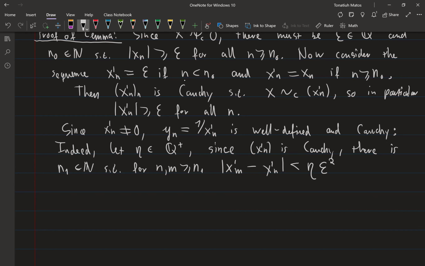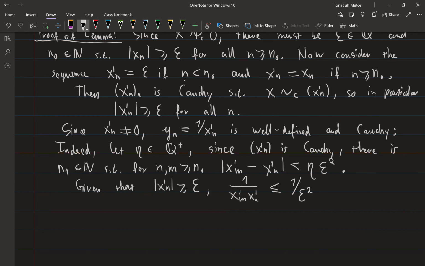Eta times epsilon squared, right? So why does this work? Well, given that x n prime, like we chose it to always be at least epsilon, right? Always be epsilon distance away from 0. So given that this happens, what happens if we take this fraction right here? So this is always smaller than or equal to 1 over epsilon squared, right?